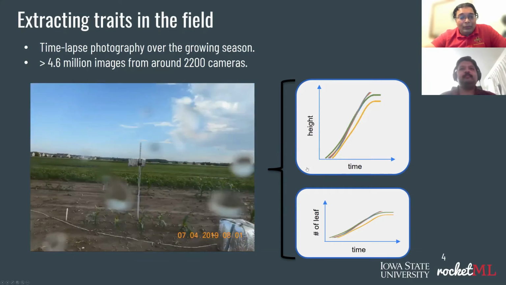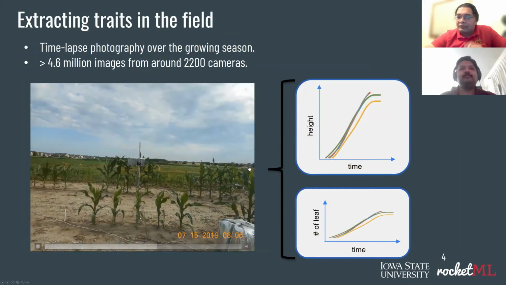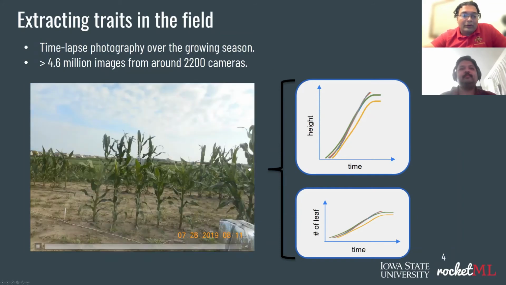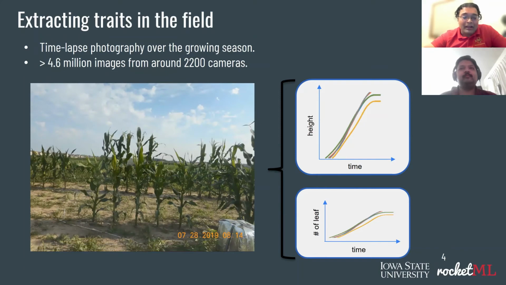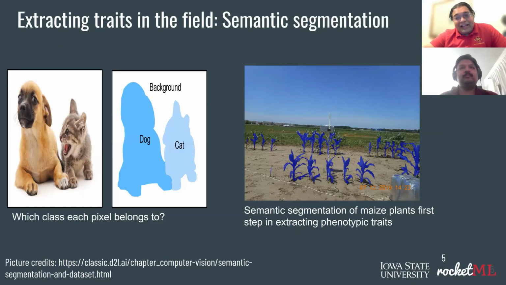Now, here is a video of one single camera looking at one row of plants across the growing season. If you want to extract the traits I alluded to in the last slide, that is basically height as a function of time for each and every plant that you see here, as well as the number of leaves as a function of time. The first step here is what this whole workshop is about: can we do semantic segmentation?